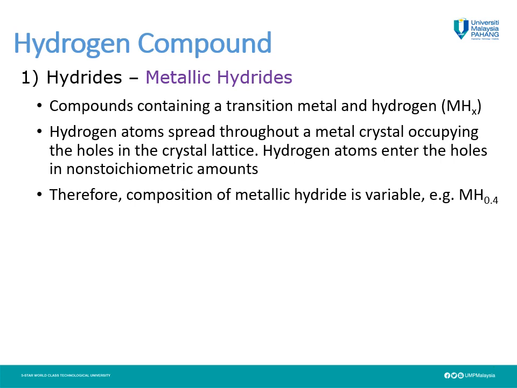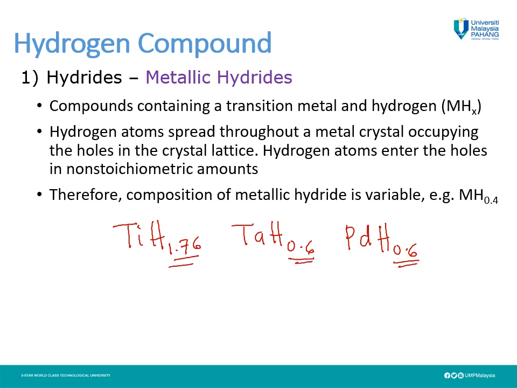Other examples that can be metallic hydride are titanium hydride, for example, titanium hydride 1.76. Then we have tantalum hydride 0.6, for example, or palladium hydride 0.6. So the quantity of hydrogen is non-stoichiometric.